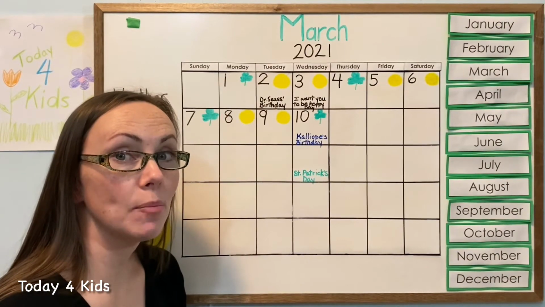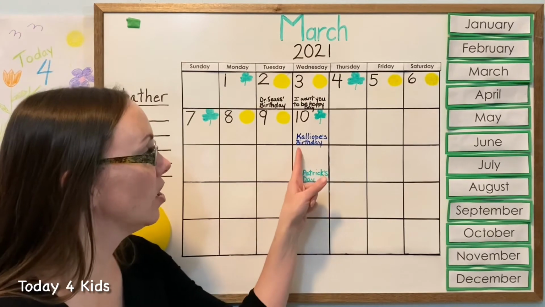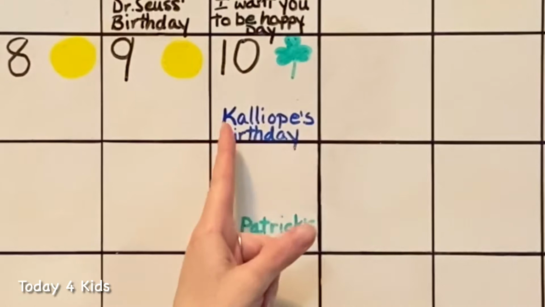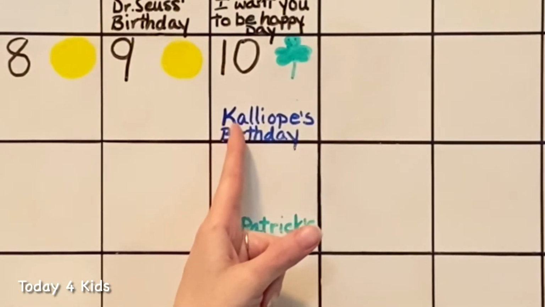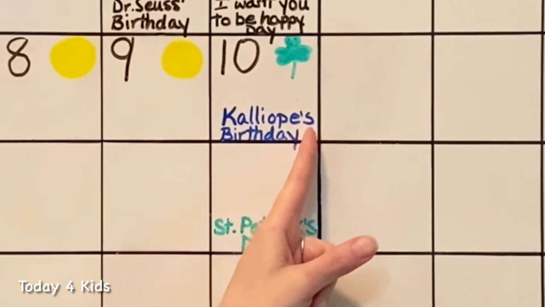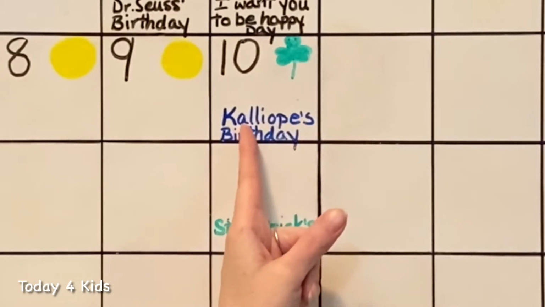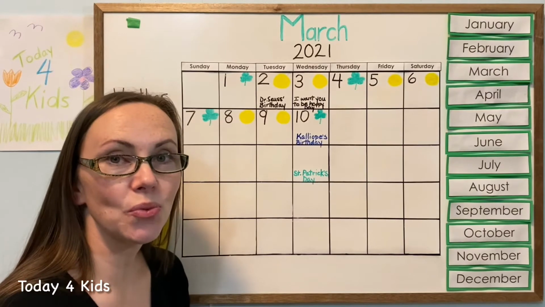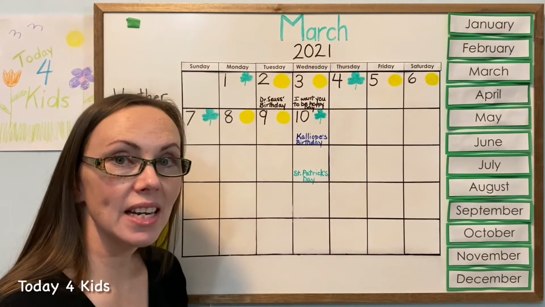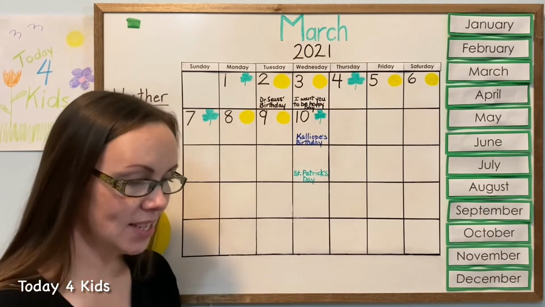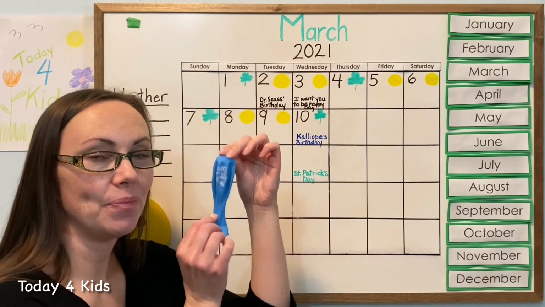And now we can talk about what the words in our square for today are. So today is somebody's birthday, and this person's name is spelled Calliope apostrophe S. And that apostrophe S says that this birthday belongs to that person. So Calliope's birthday. And Calliope is turning 3 today. We're so excited for her and we wish her a very happy birthday. Her favorite color is also blue.